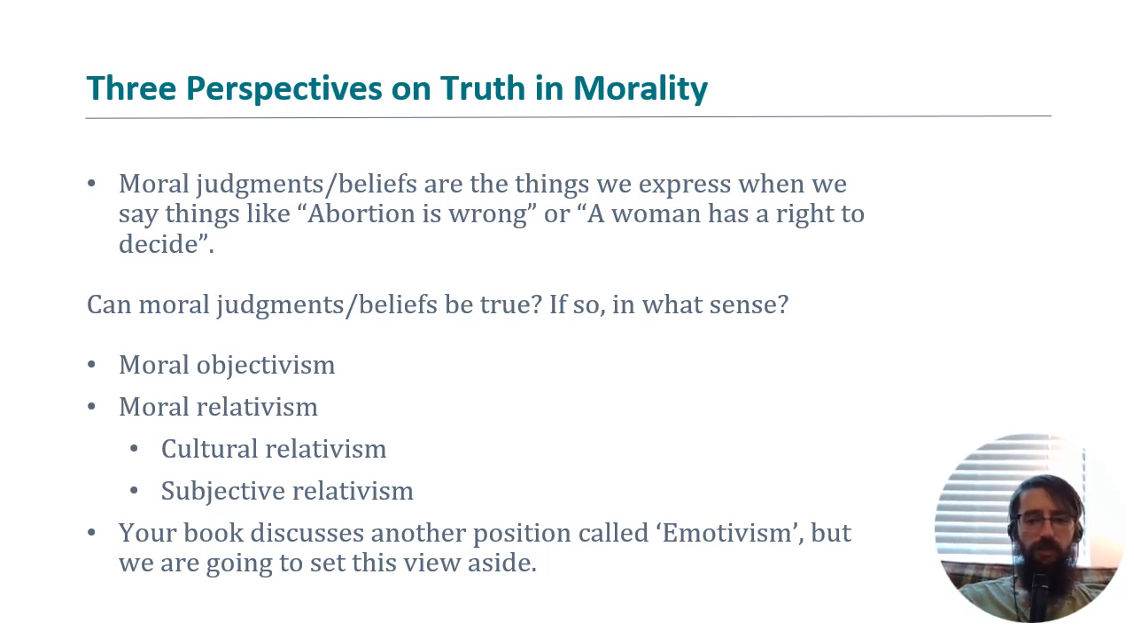In your textbook, there's a fourth position that's discussed, and it's called emotivism. We're going to set that view aside. The differences between it and subjective relativism are going to more or less be unimportant for our purposes. So we're going to take each view in turn, see what they have to say, and we're just going to be thinking about which is the correct view of truth in morality.